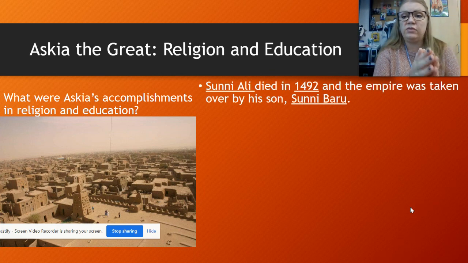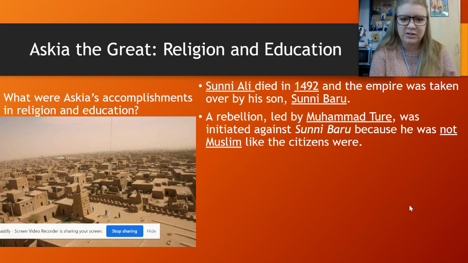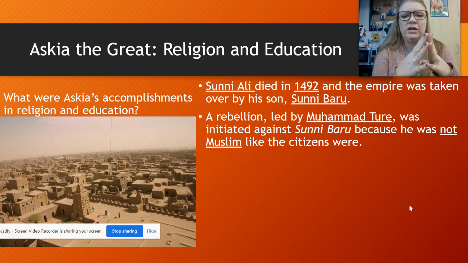So when Sunni Ali died in 1492, the empire was taken over by his son Sunni Baru. Unfortunately, Sunni Baru, as we've seen many times in history, the son does not always live up to the father, and he was not a very good ruler. One of the problems is he decided to disassociate himself from the Muslim religion, and since he was not a ruler of the same religion as his people, they rebelled against him. They really wanted a ruler who was also a Muslim.